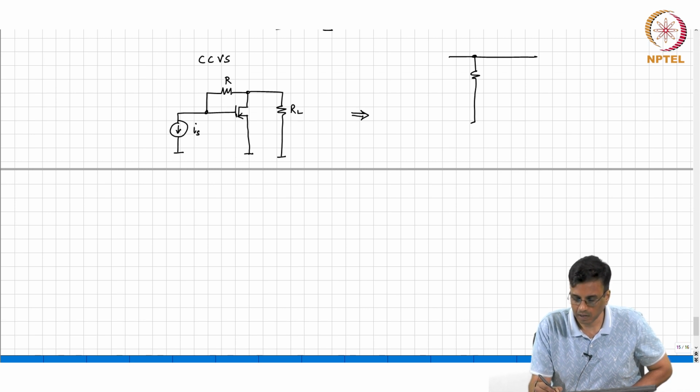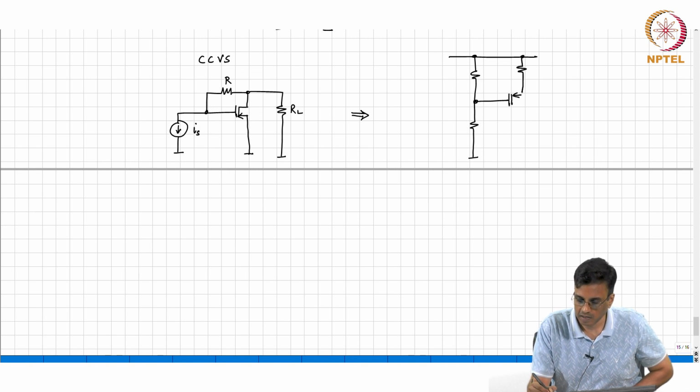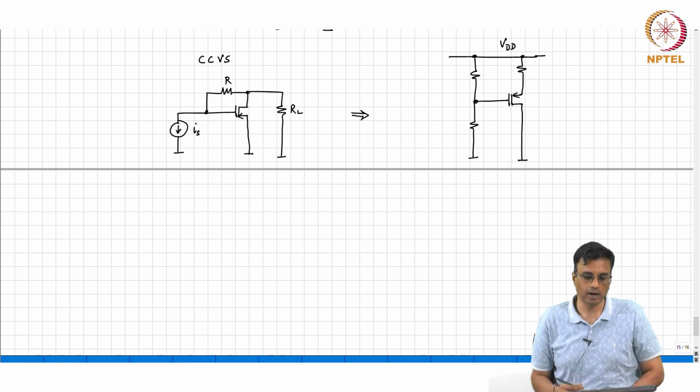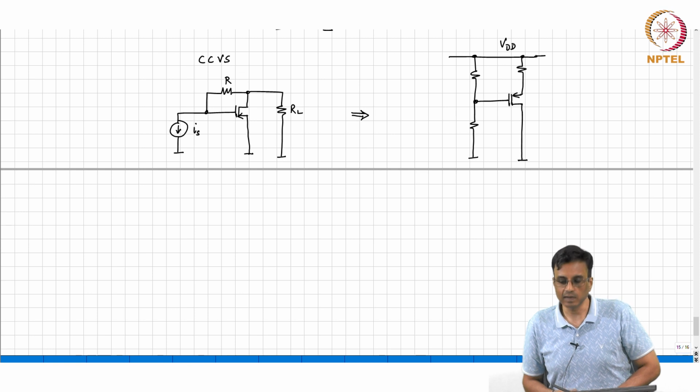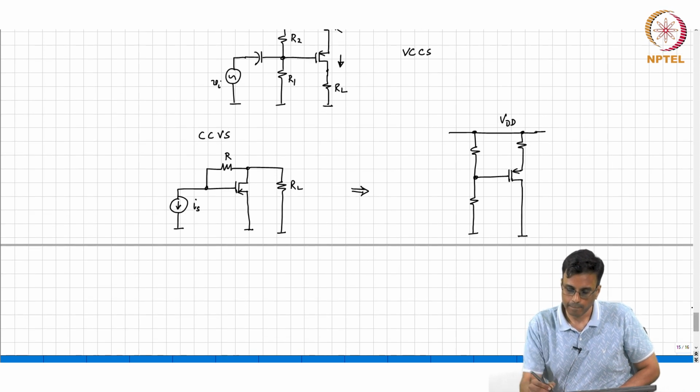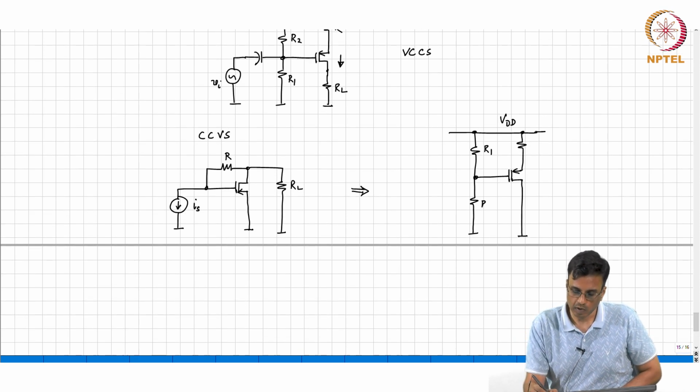Again, I am going to pick something. Let us say I pick, for a change, I put a large resistor in the source. Okay. So, this is my bias circuit. So, tell me what all I should do to make this look like the circuit on the left for incremental signals. Let us say some resistor R1, R2. Yeah, what should I do?